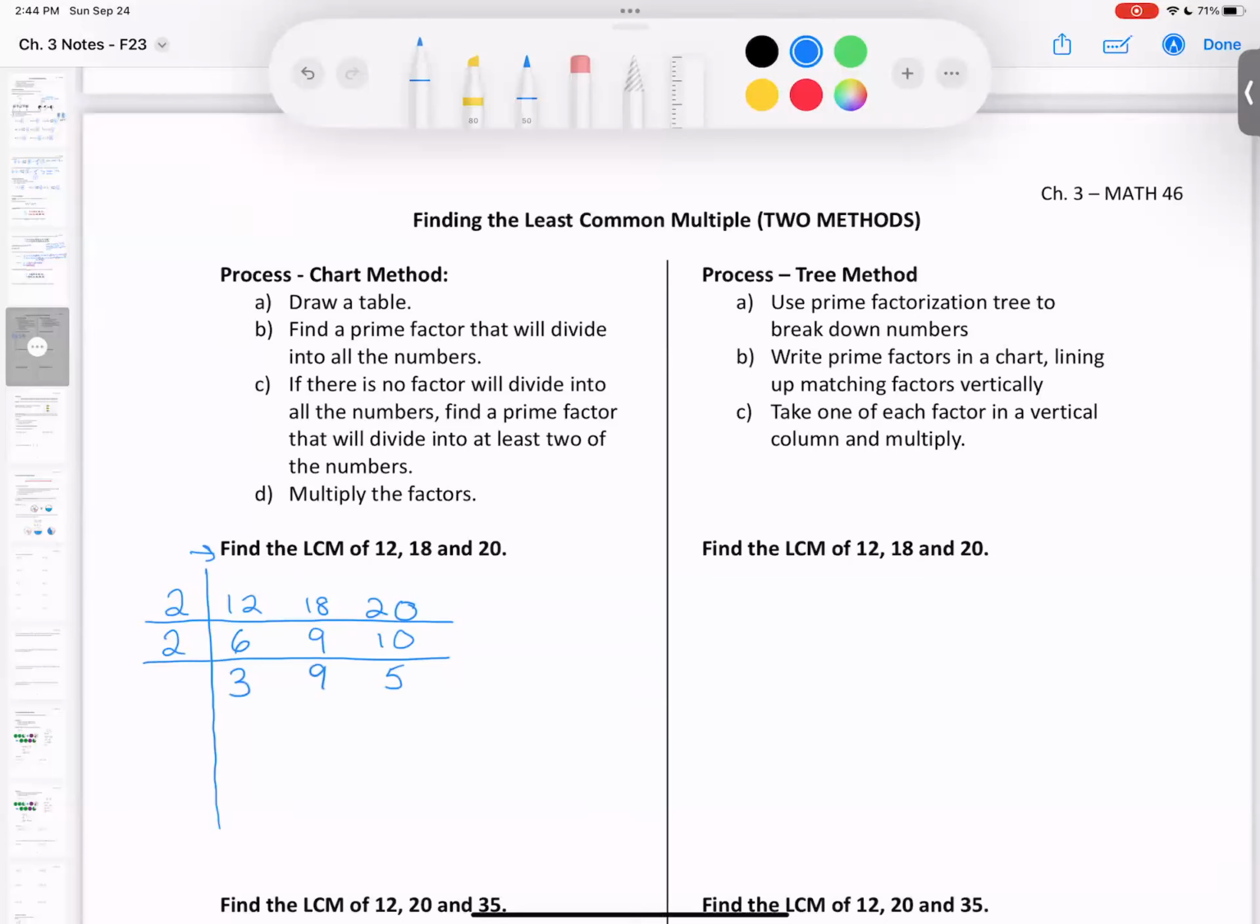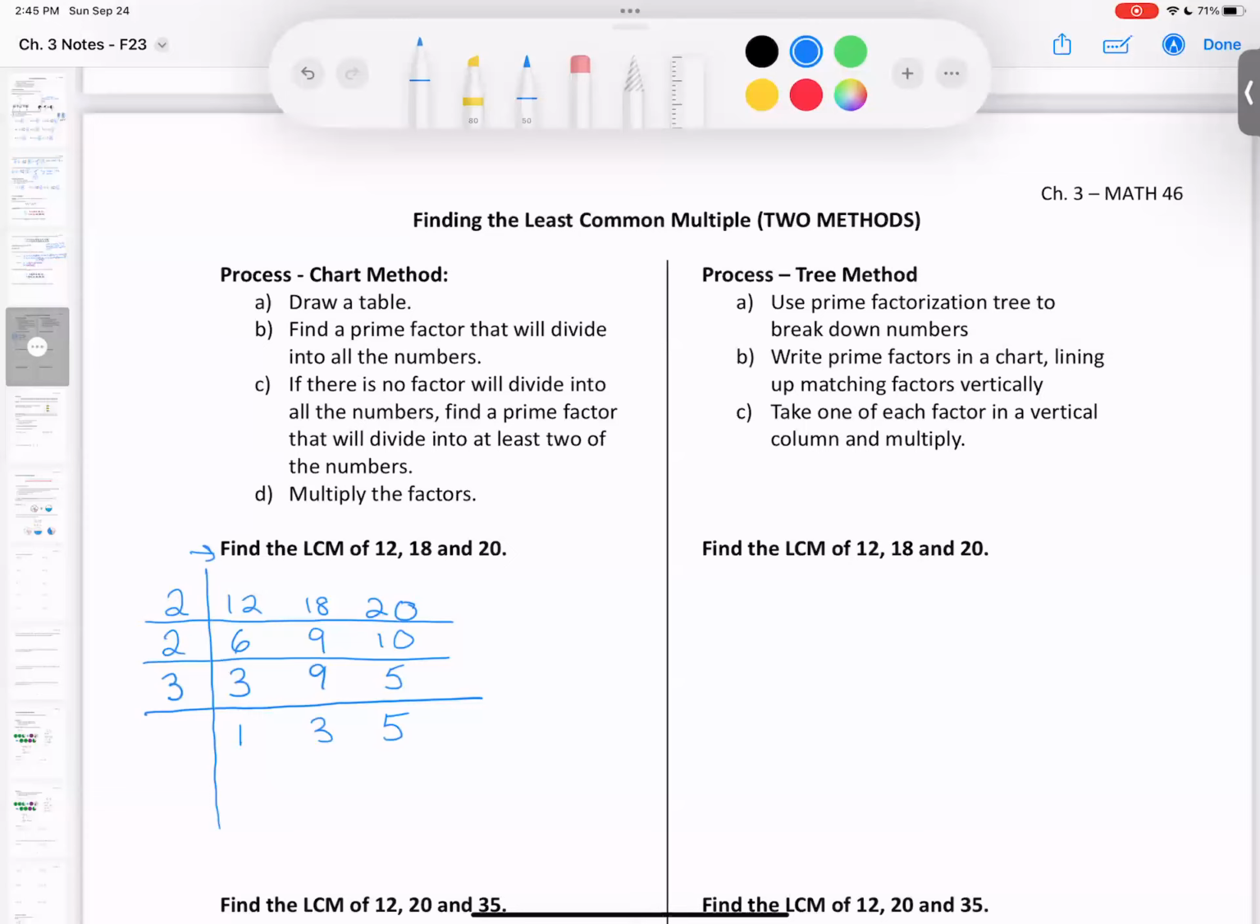And then we do the same thing. Once again, there's no common factors to all 3 of those numbers. But there is a prime factor of 3, which will work for 2 of those numbers. So I'm going to put that in, and then I'm going to get a 1, a 3, and then that 5 is going to come down for the right.